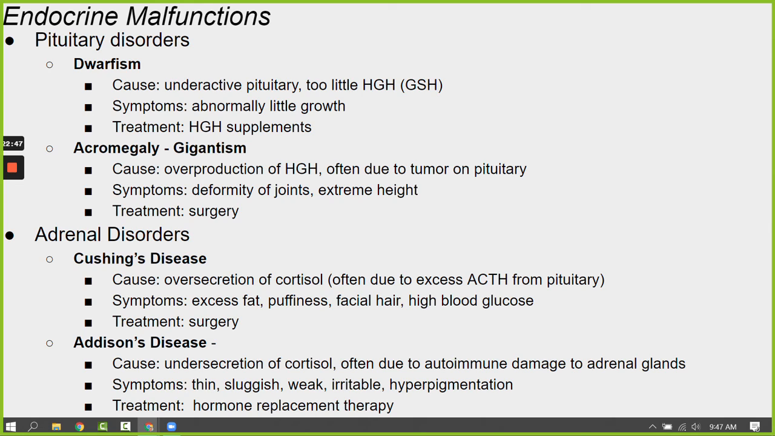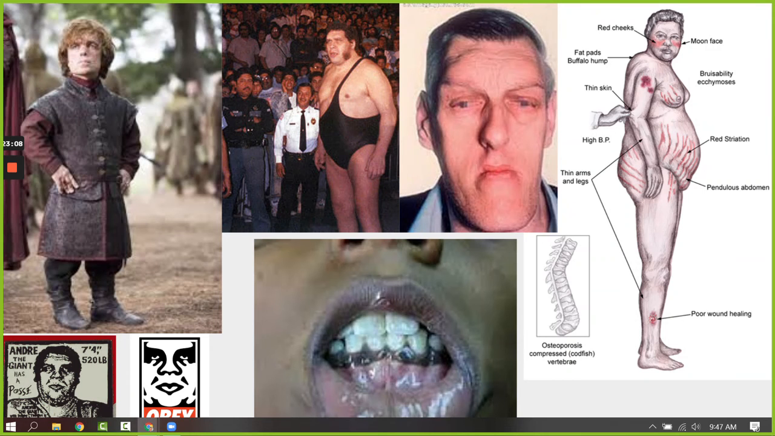The opposite can also happen. In some people, their pituitary gland produces too much growth hormone. And what do you think happens? Right. Sometimes it's because of a tumor on the pituitary gland, and it just produces too much growth hormone, and a person grows to an abnormally large height.